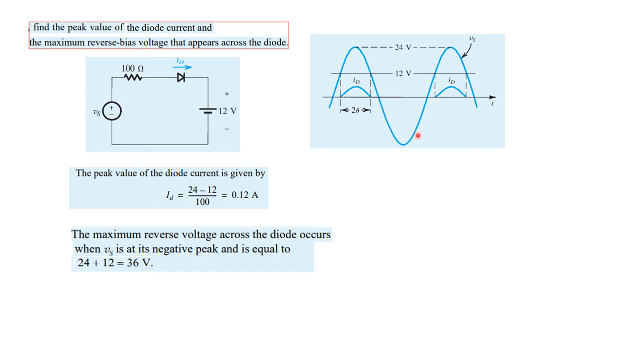You see, this is minus 24 of maximum, and the battery voltage 12. So the total will be 12 and 24, 36 in the negative direction or in the reverse direction. So I hope this gives you an idea how to solve this type of a problem.